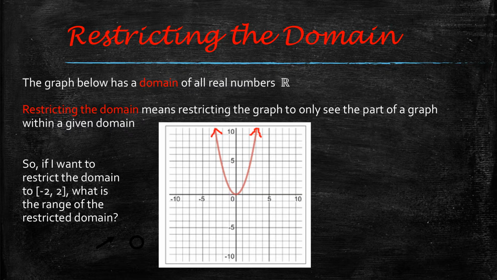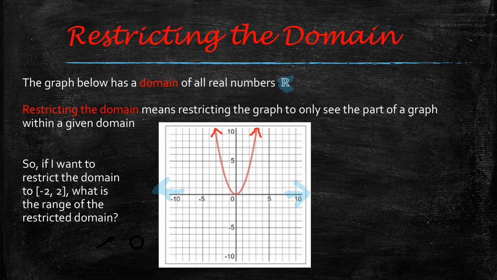When you restrict the domain, that means you're going to restrict the graph to only see the part of the graph within a given domain. So in this graph below, the domain is all real numbers, because you can see that on the left side of the graph it goes on forever, and on the right side of the graph it goes on forever. So we would say the domain is all real numbers. We use this little funny R right here.